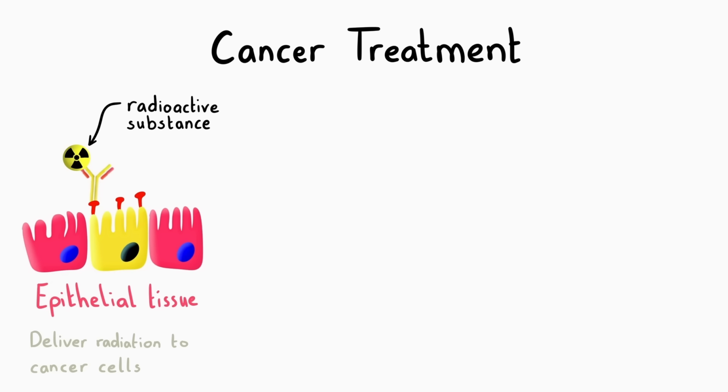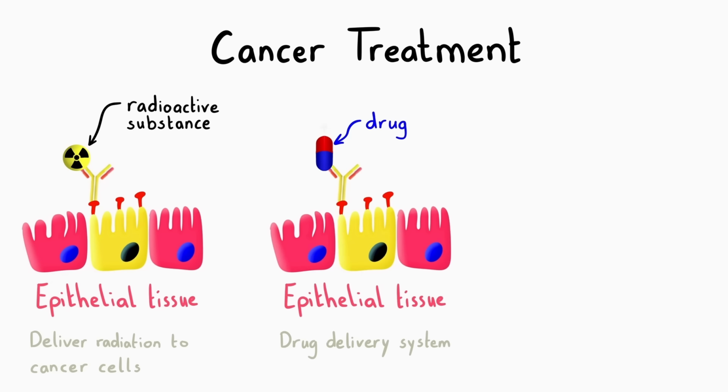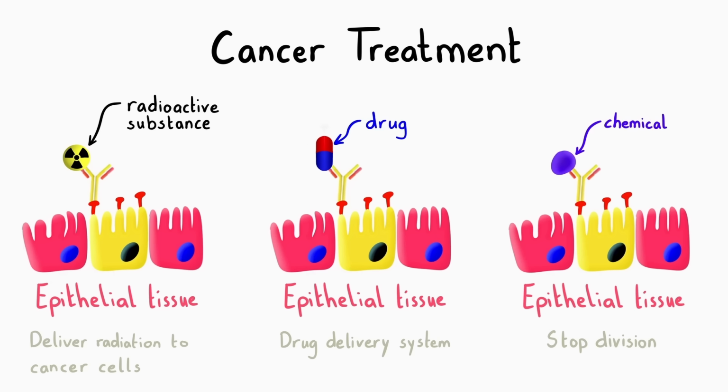They might be bound to a radioactive substance, allowing targeted delivery of radiation to cancer cells. Alternatively, they could carry a toxic drug that kills the cancer cells once the antibody attaches to them. Some monoclonal antibodies are linked to chemicals that stop cells from growing and dividing. In each case, the antibody delivers its payload specifically to cancer cells, minimizing damage to healthy tissue.